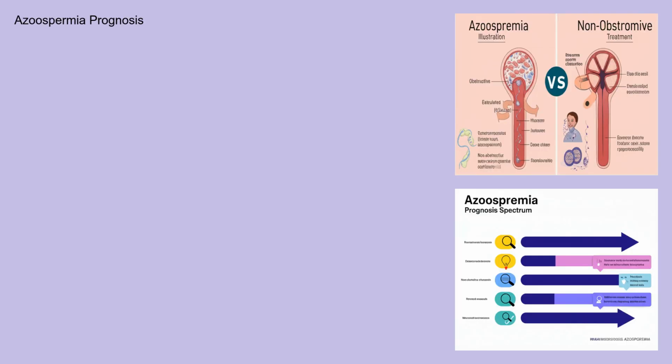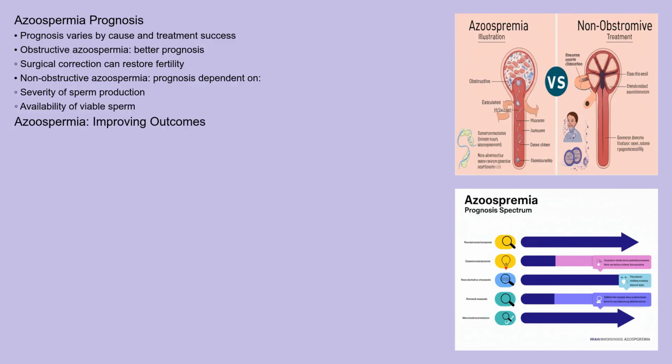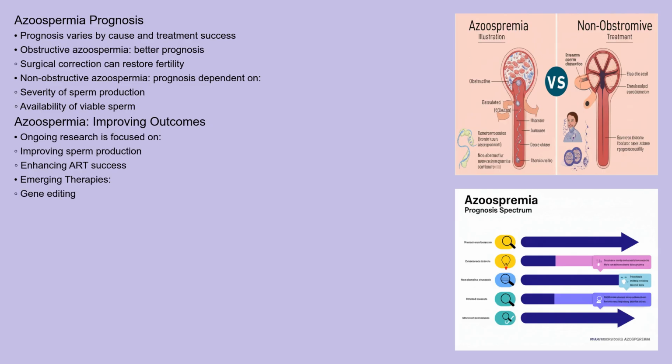The prognosis for men with azoospermia varies greatly depending on the cause and the success of treatment. Obstructive azoospermia often has a better prognosis than non-obstructive, as surgical correction can restore fertility in many cases. In cases of non-obstructive azoospermia, the success of treatment in IVF depends on the severity of sperm production problems and the availability of viable sperm for retrieval. Ongoing research is focused on developing new treatments to improve sperm production and enhance the success rates of assisted reproductive technologies. Gene editing and stem cell therapies are emerging areas of exploration that hold promise for the future treatment of severe male infertility.